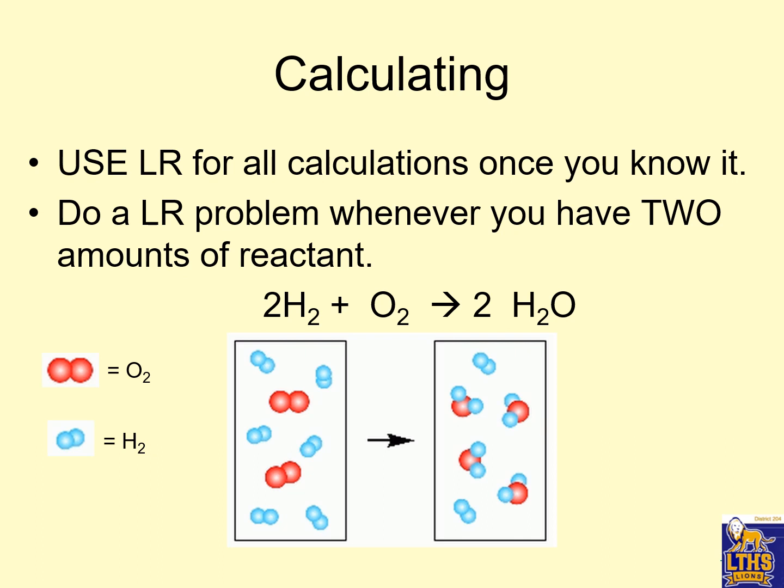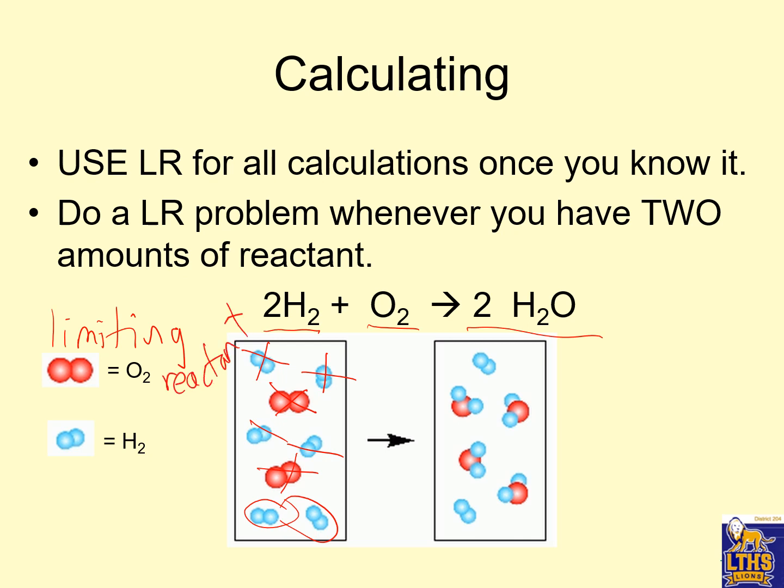Okay, so it looks like we need to use up 2 blues, 2 H2s, for every 1 O2 particle to make 2 H2Os. So one of those is going to use up 2 of these, and then one of those is going to use up 2 of these. So that means we have 2 blues left over. So the limiting reactant is oxygen. Why? Because, as you can tell, all the oxygen gets turned into water, but some of the hydrogen still stays hydrogen, right? That's extra hydrogen left over.